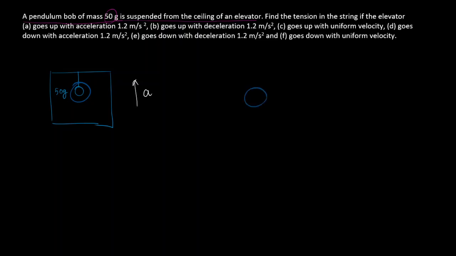So the first force is the tension force, and the second force, well, there are only two forces, is the force due to gravity. So the force due to gravity is mass times the acceleration due to gravity. The mass is 50 grams, but let's convert that into SI units. So it will be 0.05 kilograms. So the force due to gravity will be 0.05 times the acceleration due to gravity. Let's just take it to be G. And only these two forces, T and 0.05 G, result in the acceleration or deceleration of this bob, with A.